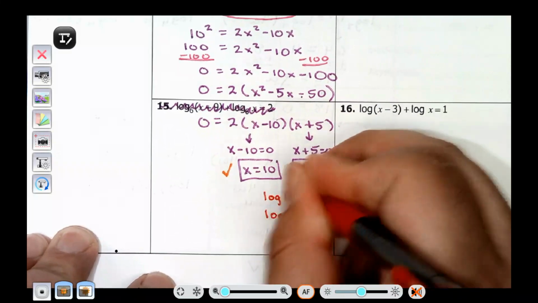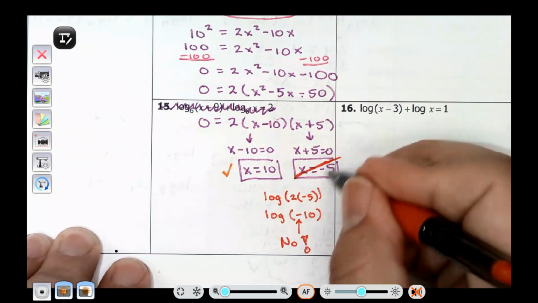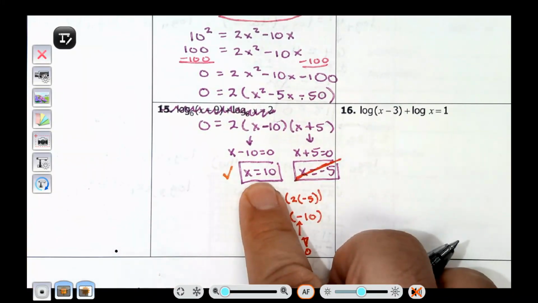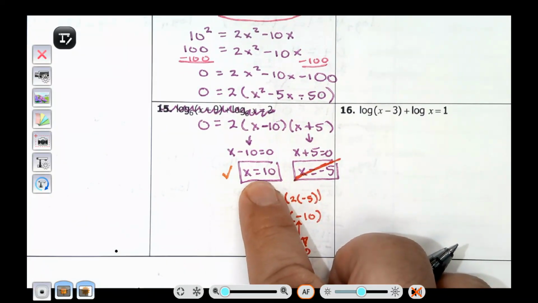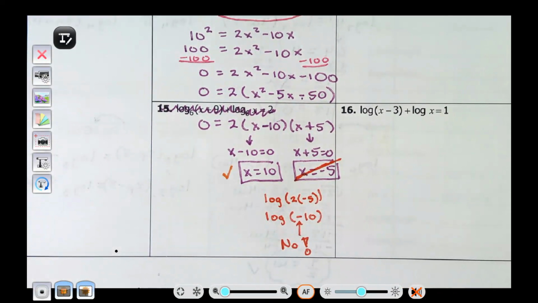I cross it out. Now, the mistake people make is they go, oh, you cross it out, so it's no solution. No, there is a solution. It's just a 10, not this one. All right.